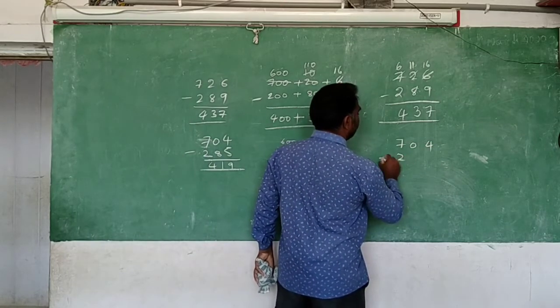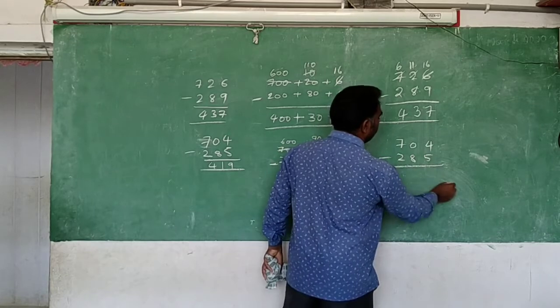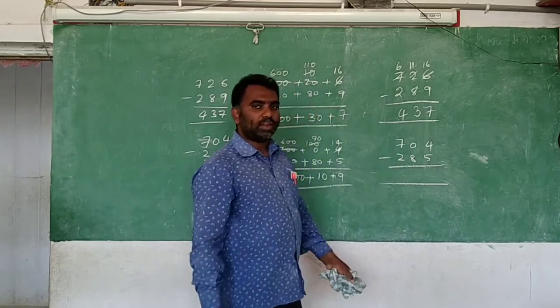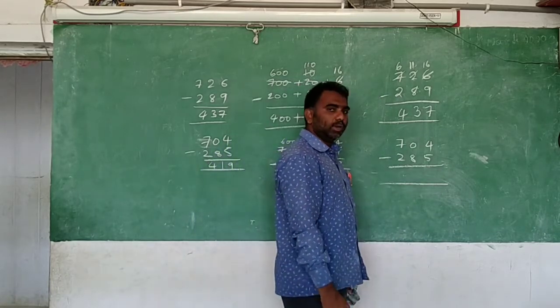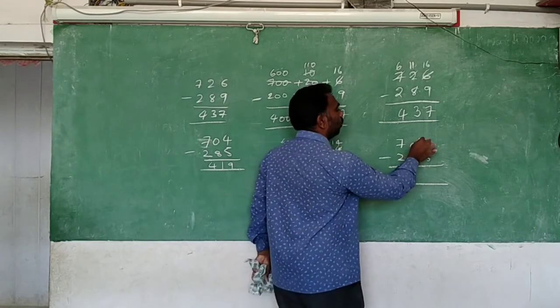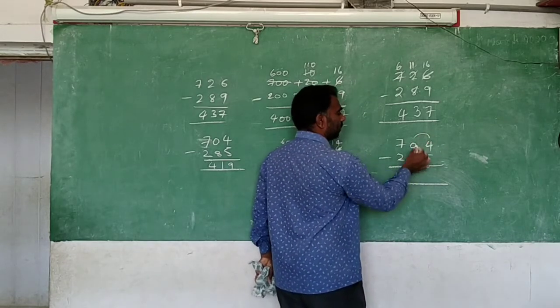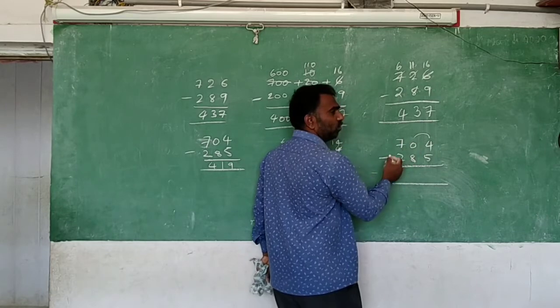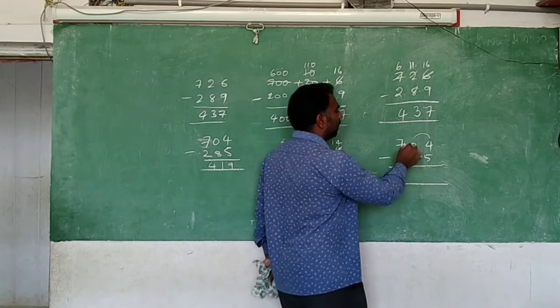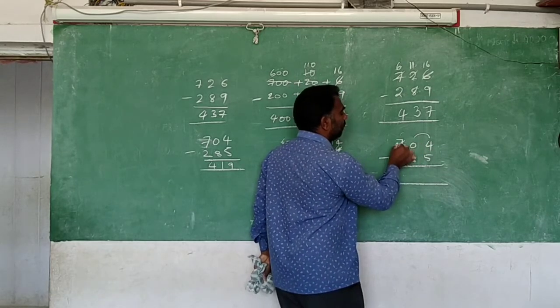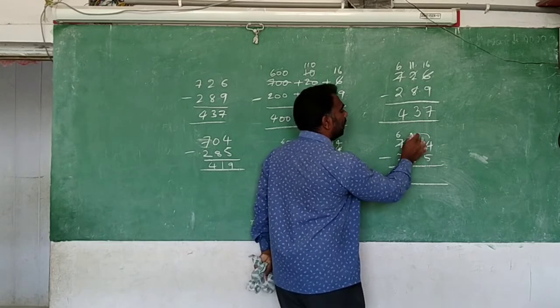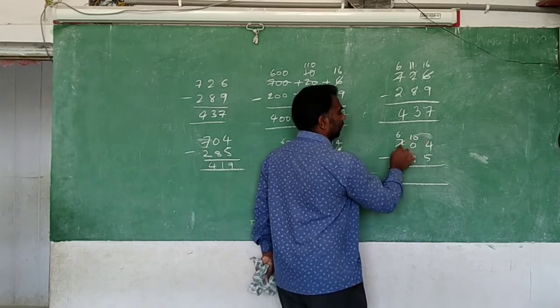704 minus 285. First we will try to subtract 5 from 4. It is not possible. So what will we do? We will ask to borrow from here. But here there is nothing. That's why first we will take the borrow from here. So it will become 6 and it will become 10.